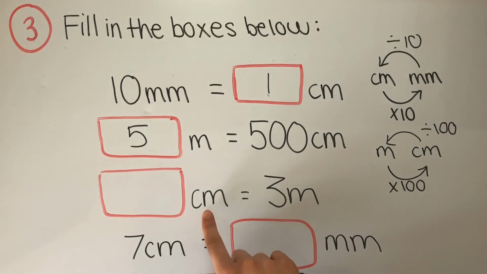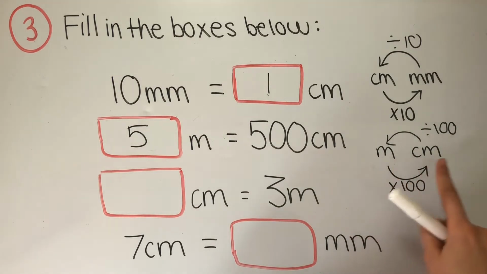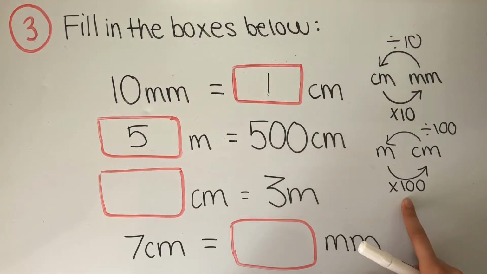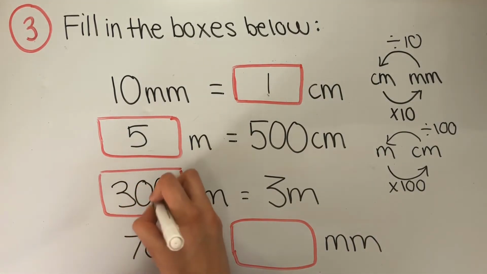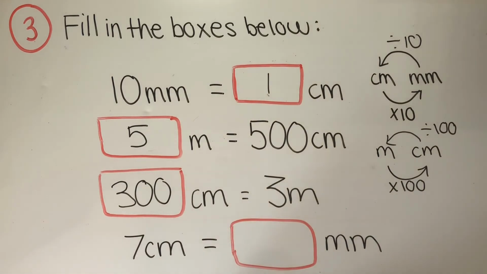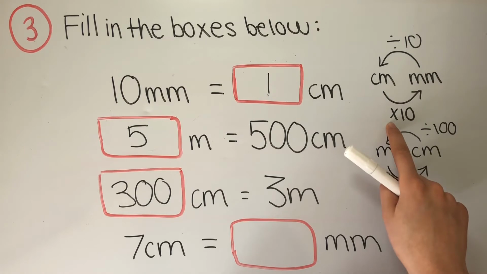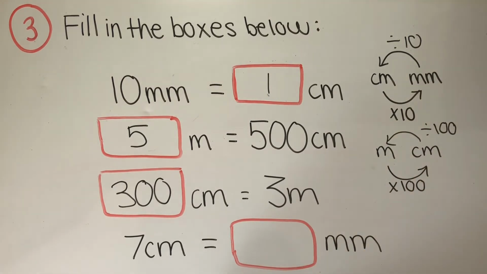Our next conversion is from metres to centimetres. From metres to centimetres, we times by 100. 3 times by 100 means we're adding on 2 zeros. 300 centimetres equals 3 metres. And our last conversion is from centimetres to millimetres. And to do that, we times by 10. 7 times by 10, we're adding on a 0. 70. 7 centimetres equals 70 millimetres.